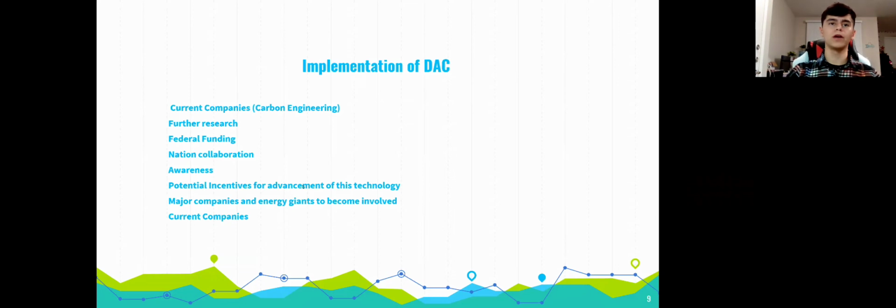So with all that in mind, moving along to the implementation of DAC, these are some major things to consider. As of right now, there are only a handful of companies actually addressing the carbon problem. The major one that could potentially be on top is Carbon Engineering. A little short story, that cycle that I showed you in the earlier slides actually derives from Carbon Engineering, as they are the most effective company right now in carbon sequestration, storage, putting away in the earth.